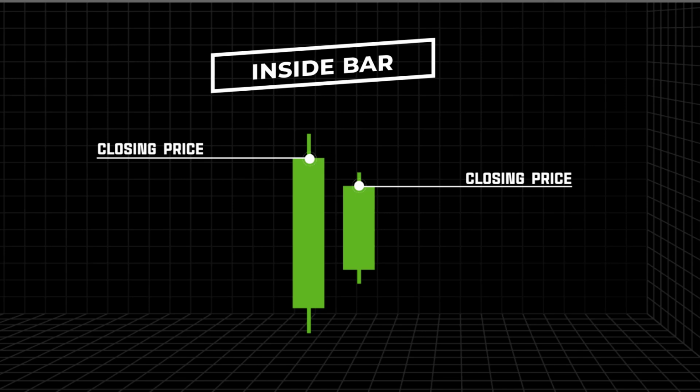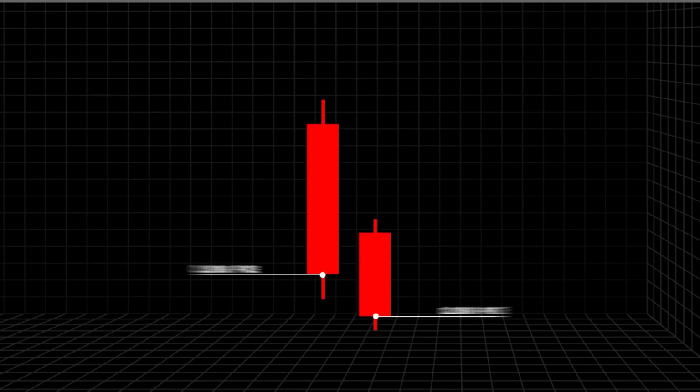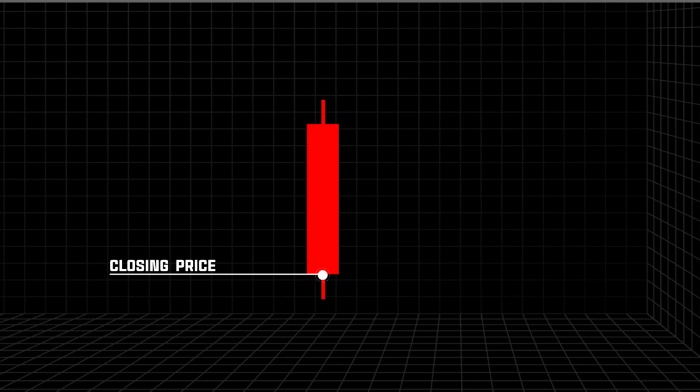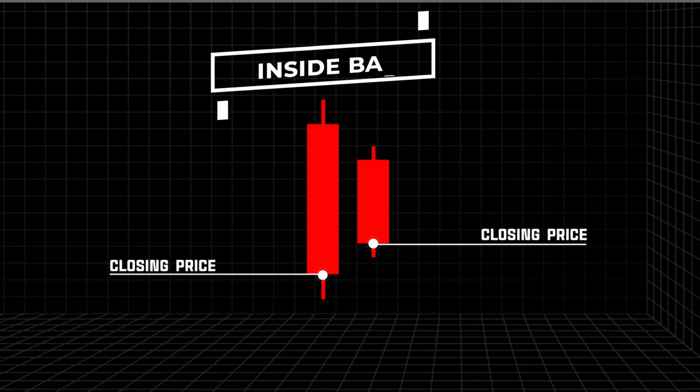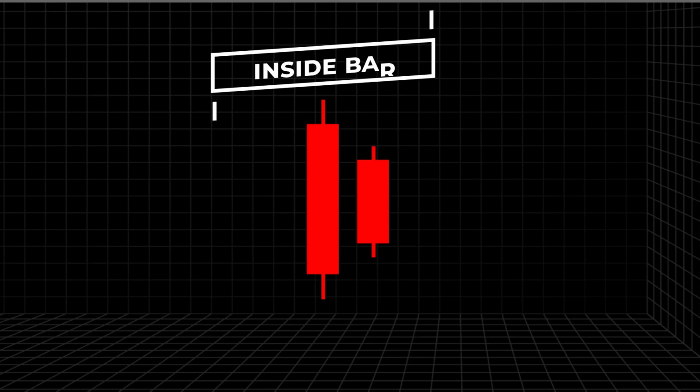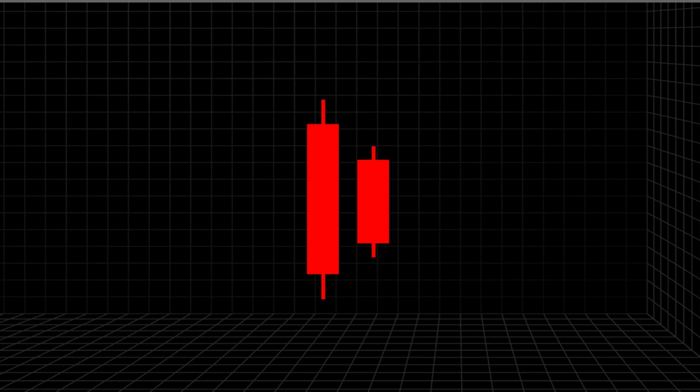Now in a downtrend, the opposite applies. When the closing price is lower than the previous bearish candle, it signals a bearish pattern, showing sellers are in control. But if the price closes higher than the previous bearish candle, it can't be considered bearish. It becomes another inside bar pattern. With the right understanding of candlestick patterns, you can more accurately predict short-term market direction.